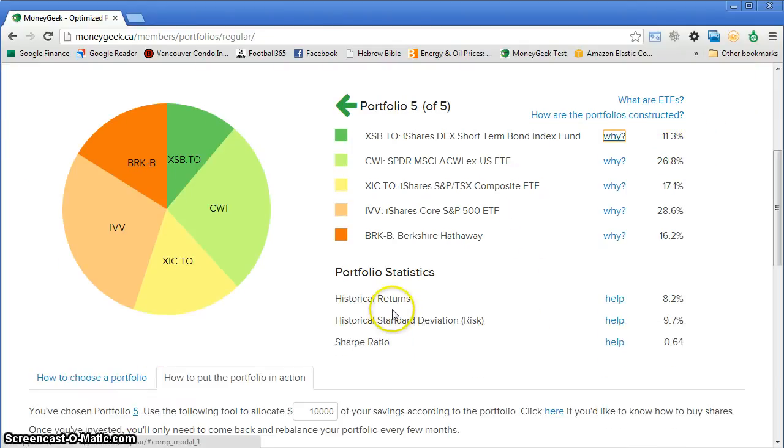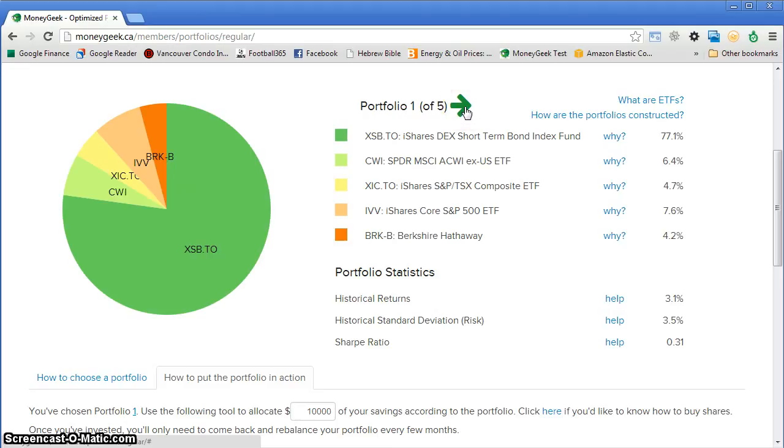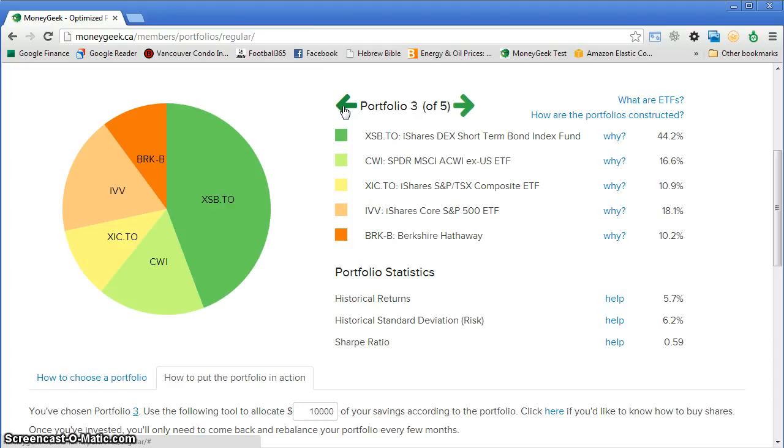Underneath, you'll also find historical returns and what is called historical standard deviation for each portfolio as a whole. You can think of standard deviation as a measure of risk. The higher the standard deviation, the higher the risk. There's also the Sharpe ratio, which basically measures the historical returns in relation to risk. So the higher the number, the better, but I suggest you ignore this number for now. So you can scroll through the available portfolios that we have. They go from the least risky, which is portfolio 1, to the most risky, and stuff in between.